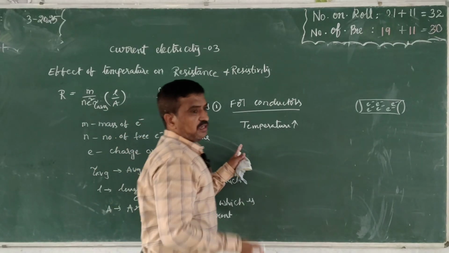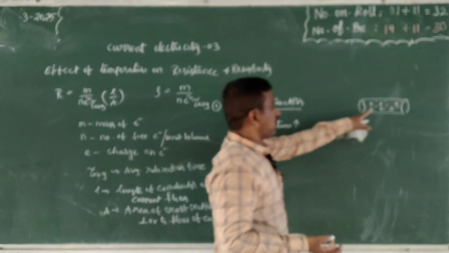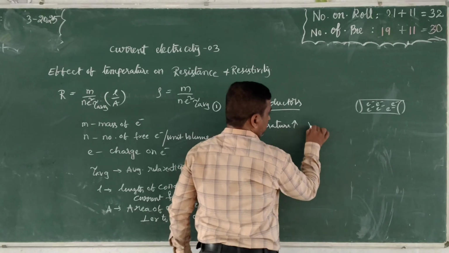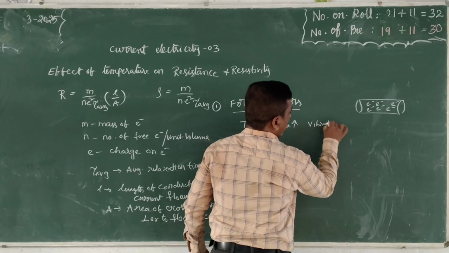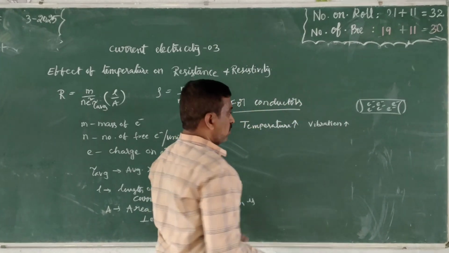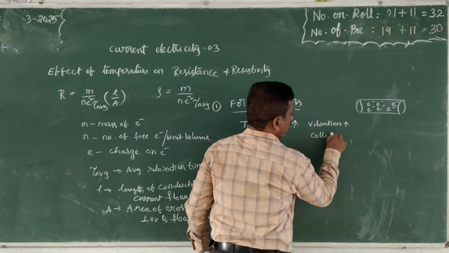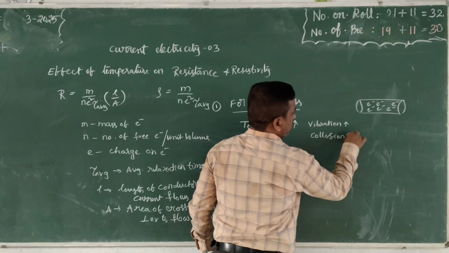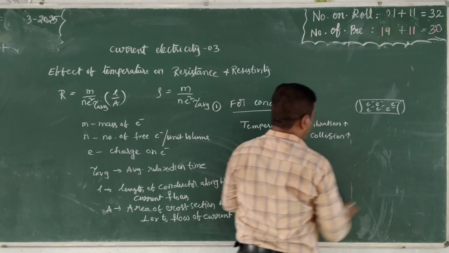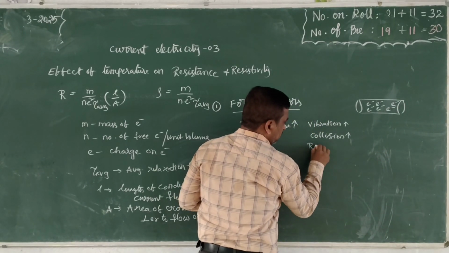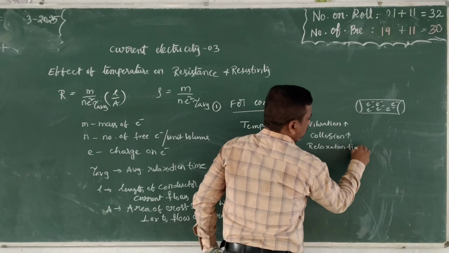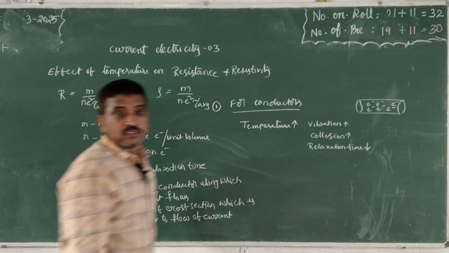When temperature increases, the conductor absorbs thermal energy and the vibration of particles increases. What happens then? Collisions increase, more collisions occur, and the relaxation time decreases.